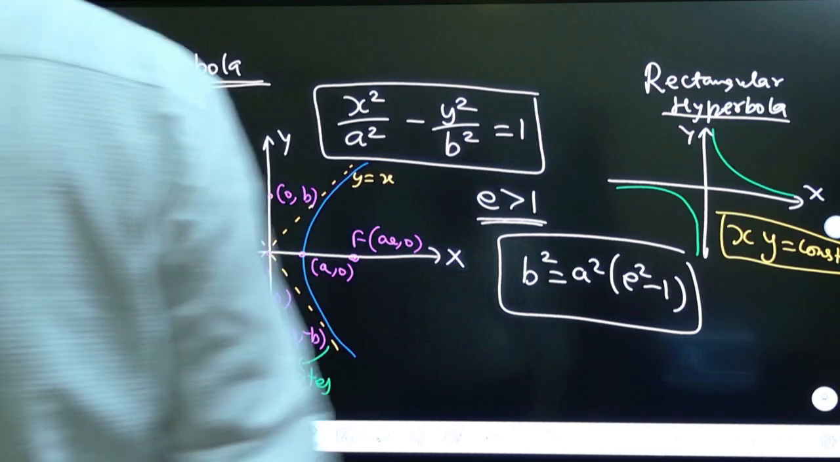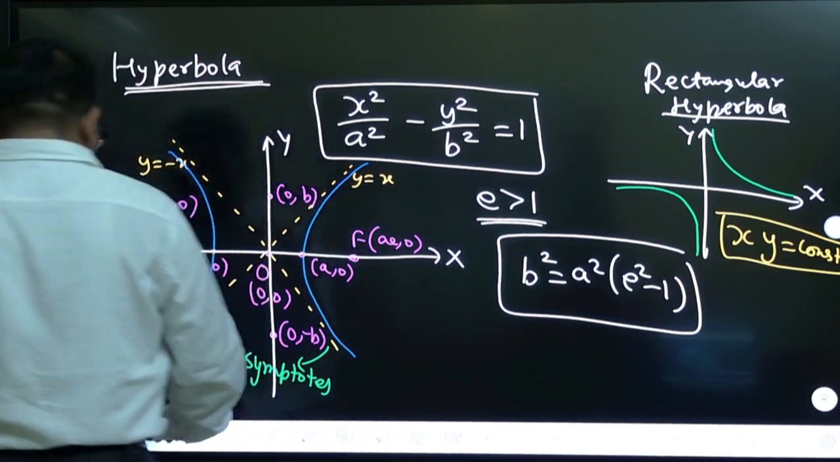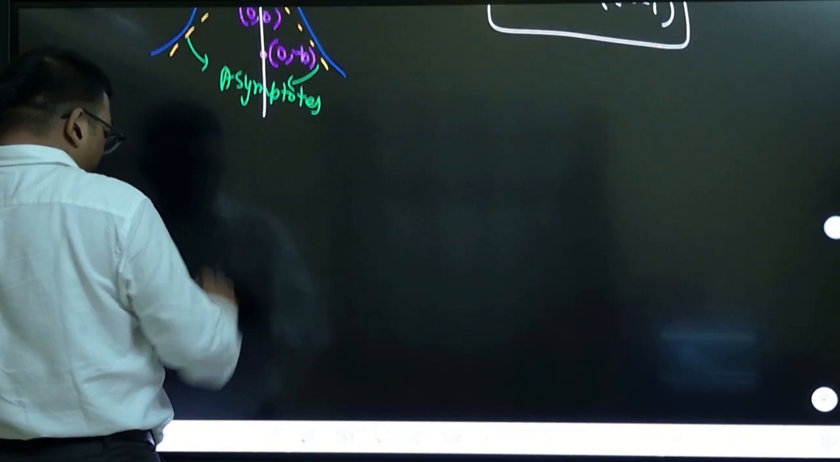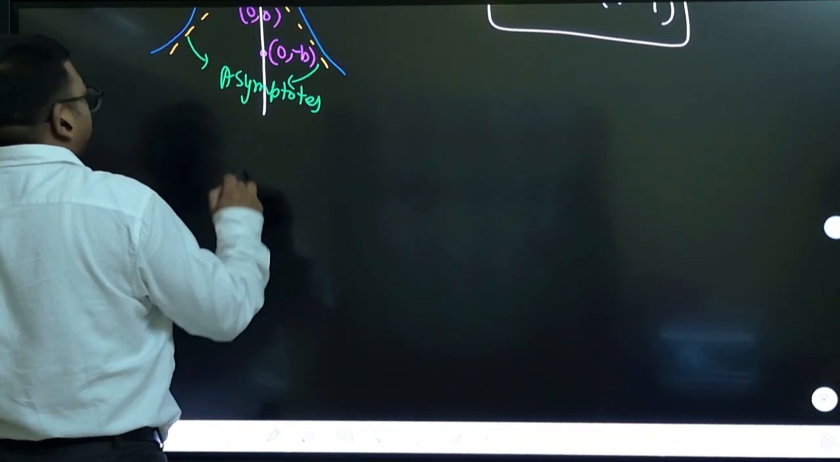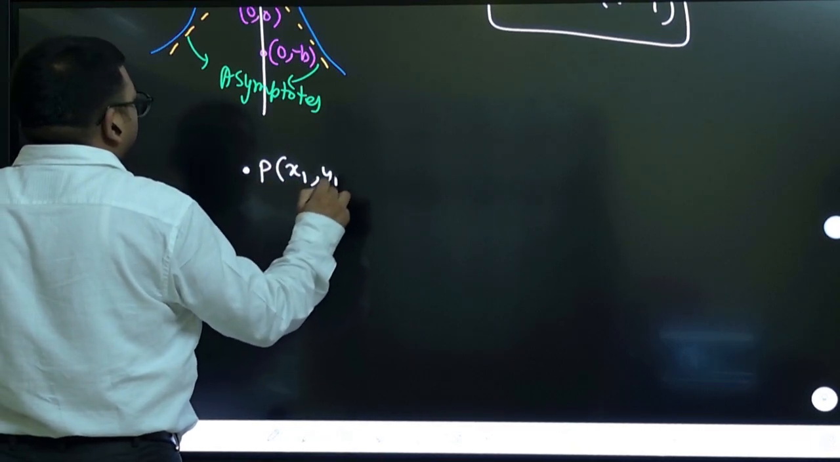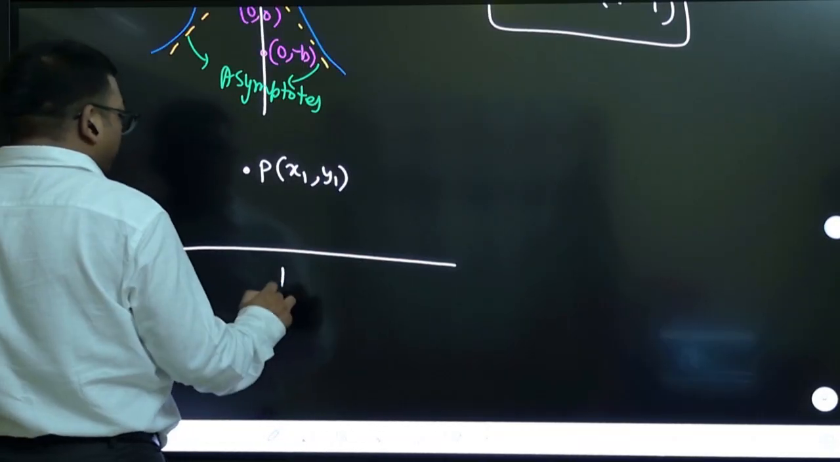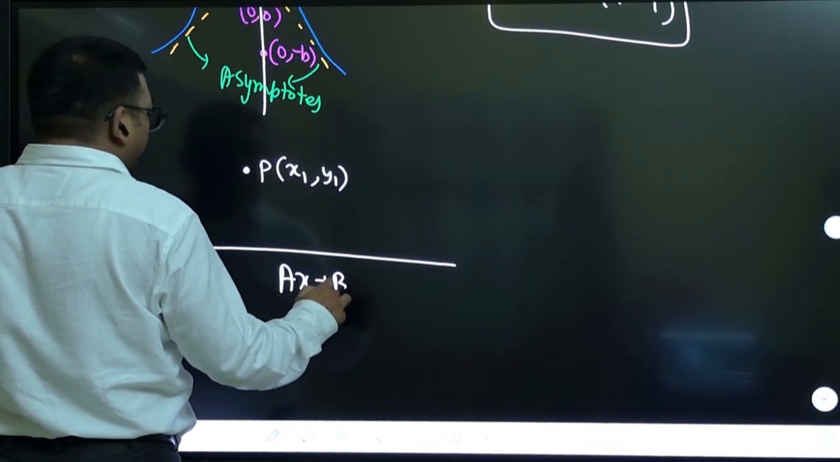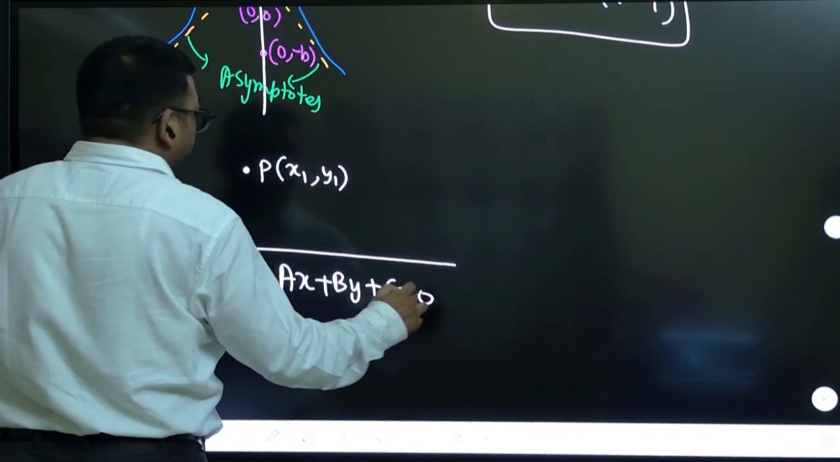Is anything else remaining? One more point is remaining, I think: the distance of a point from a line. Suppose this is a point (x1, y1), and this is the equation of a line, ax + by + c = 0.